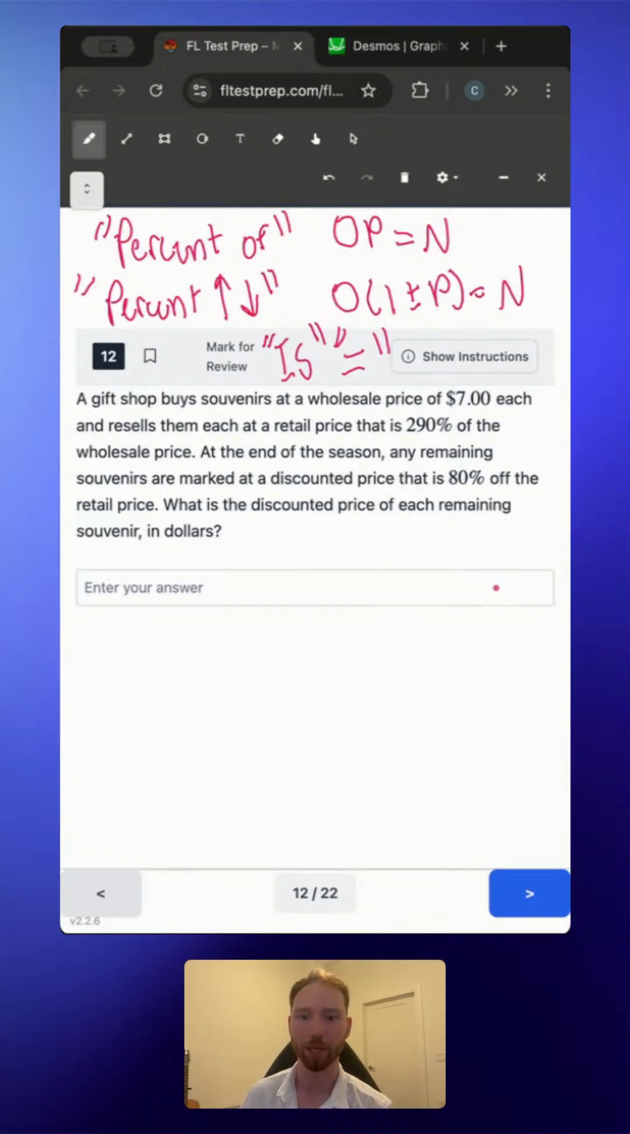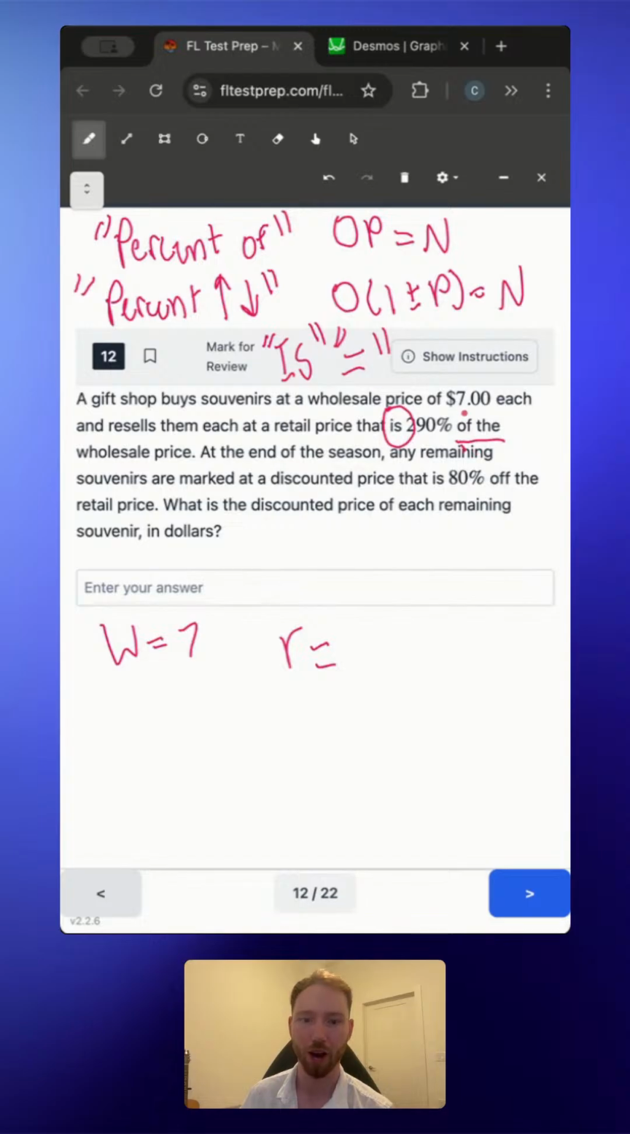So let's go ahead and attempt it. A gift shop buys a souvenir at a wholesale price of $7. So we know wholesale, W, equals 7. And then resells them each at a retail price that is, so we see this is, that means retail equals, because remember, is equals in a word problem, 290% of the wholesale price.